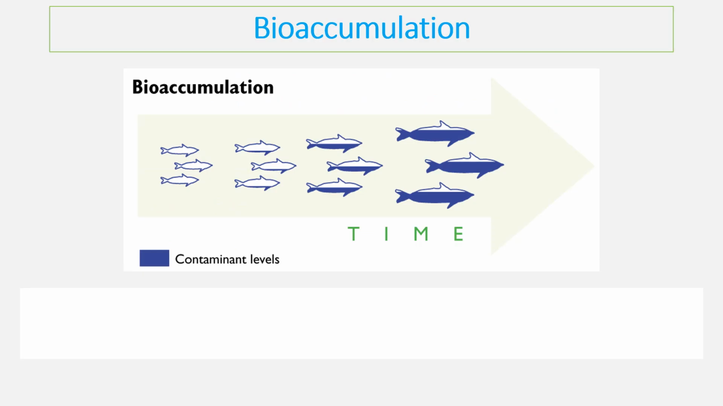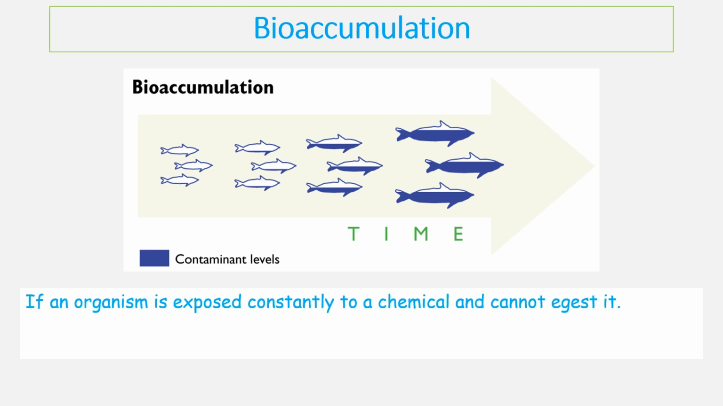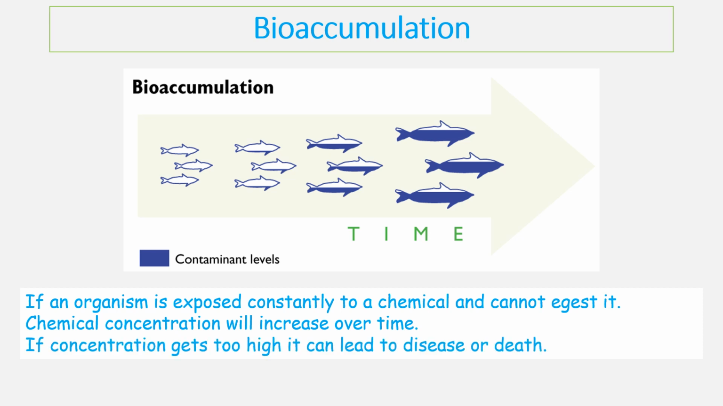So bioaccumulation, if you look at this picture, what it is showing you is a change in time. So these are the same animals over time. As they're getting bigger and growing, they are accumulating contaminants in their body. So the idea is if an organism is exposed constantly to a chemical and they cannot digest it, which means break it down and remove it from their body, the chemical concentration will increase over time. If the concentration gets too high, that can then lead to disease or death in the future.